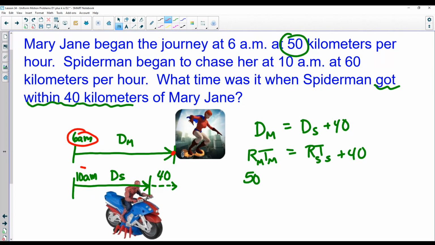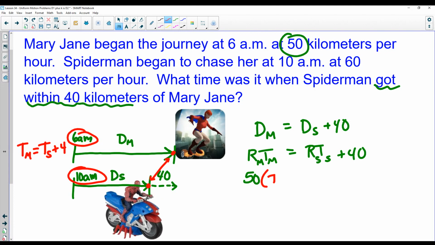Let's compare that to Spider-Man. We know Spider-Man started at 10 a.m., and we start calculating his rate times time until here. So right here where the red dots are at, we stopped, we looked at our watch, and it was the same time. So at this same time, he's 40 kilometers out. So all we can say is that Mary Jane's time was basically 4 hours longer, right? Because she has been traveling 4 hours longer, starting at 6 a.m. So take Spider-Man's time and add 4.